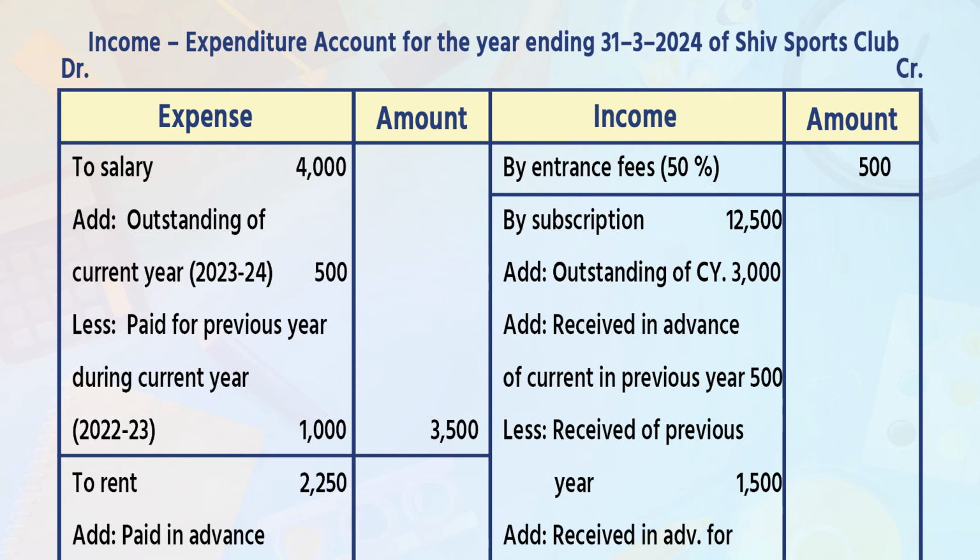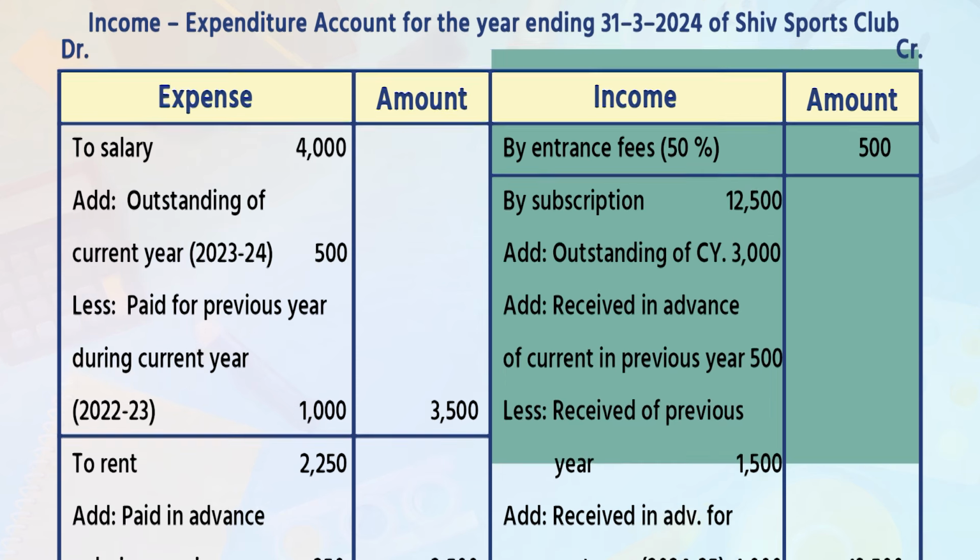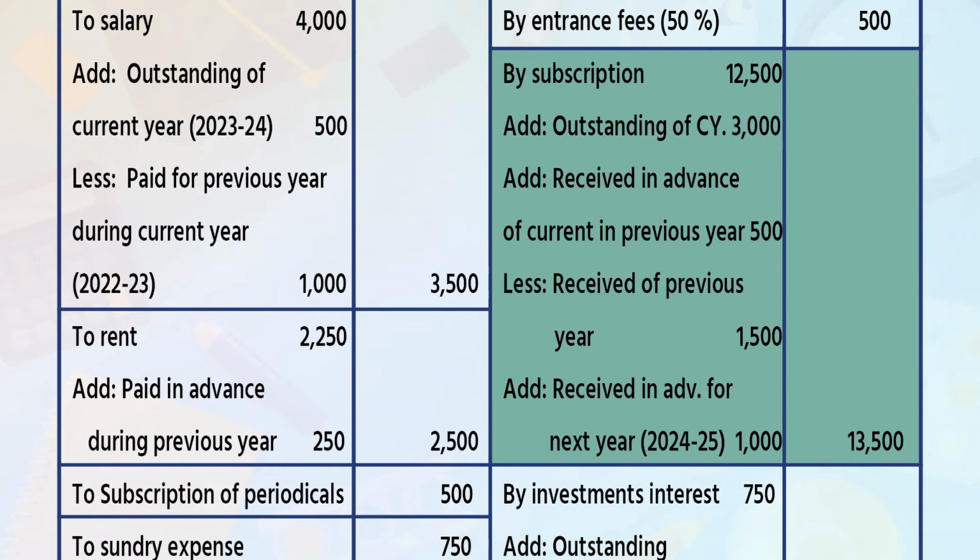Now we'll come to income side. In that, the first one is entrance fees. We have to take 50% of entrance fees, that will come to rupees 500 in the outer column. Next, subscription. In inner column we write down the amount, that is 12,500. Add outstanding of current year, that is 3,000 rupees. Again we add advance amount, that is 500 rupees of previous year. Then we less received of previous year 1,500. Add received in advance of the next year, that is 24-25, 1,000.